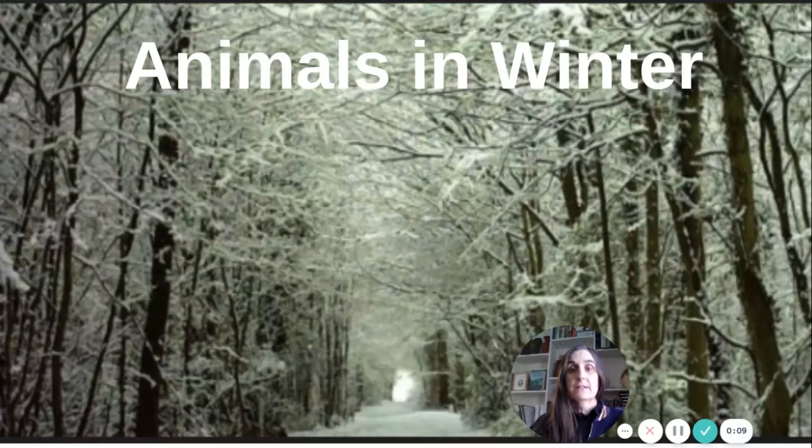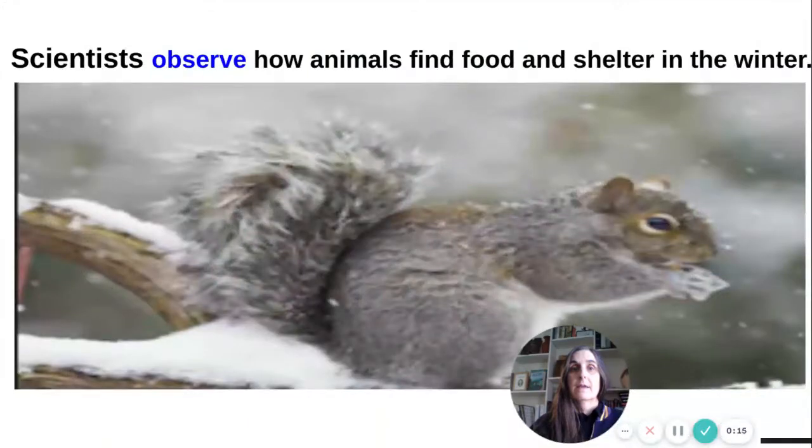This week we're going to continue exploring animals in winter. Instead of looking in our backyard, we're going to be going to the forest. We've been working as scientists to observe how animals find food and shelter.